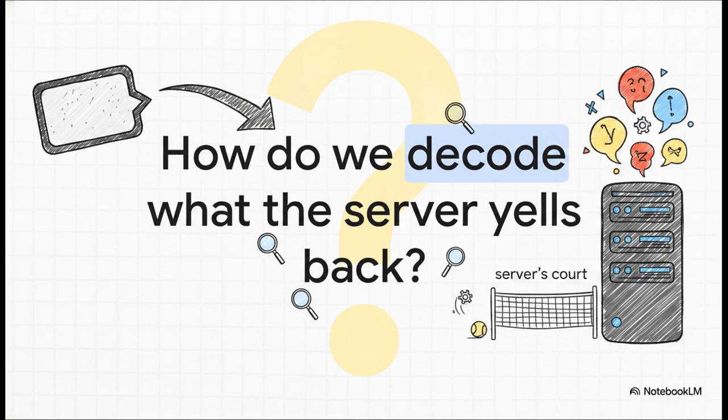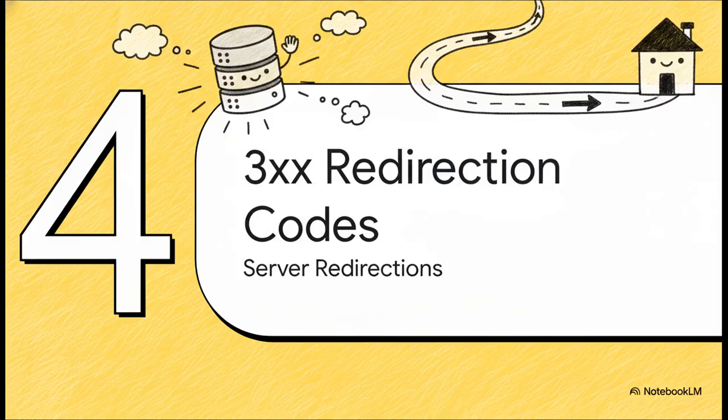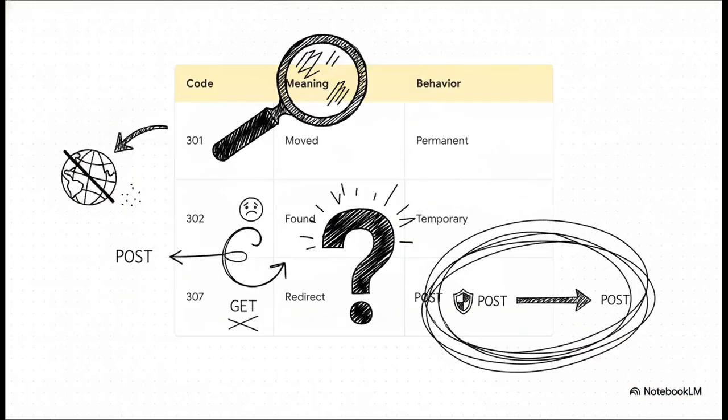But how do we decode what the server is yelling back at us? That brings us to Section 4, Navigating 3xx Redirection Codes. Think of the 3xx series as the server's way of politely saying, hey, I've moved, let me point you in the right direction. But the specifics really matter here. 301 means moved permanently. That old URL is gone for good.